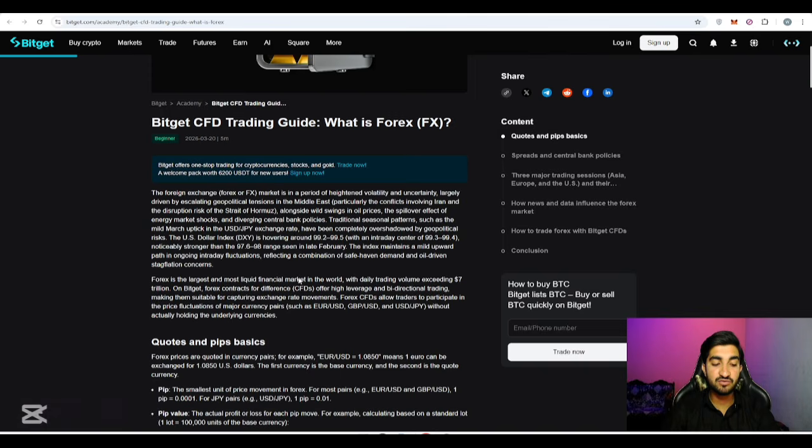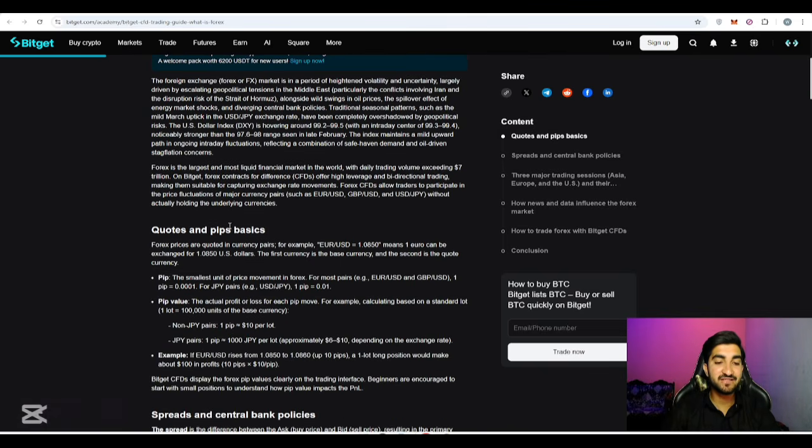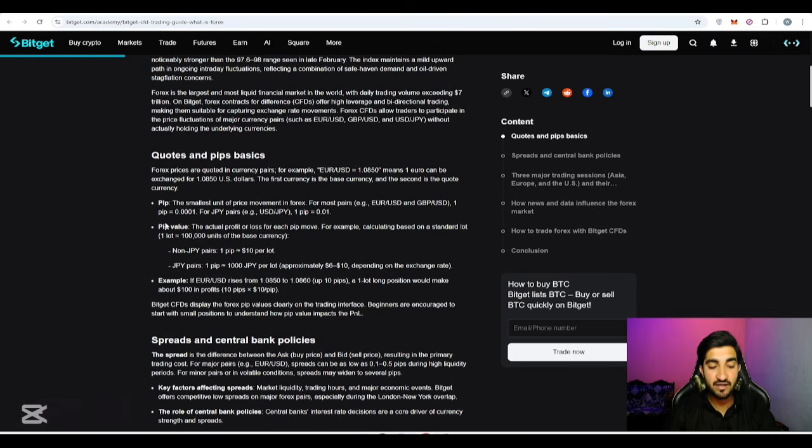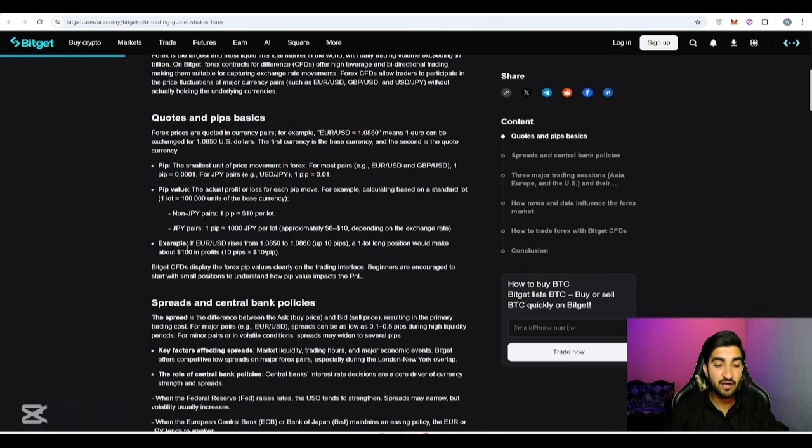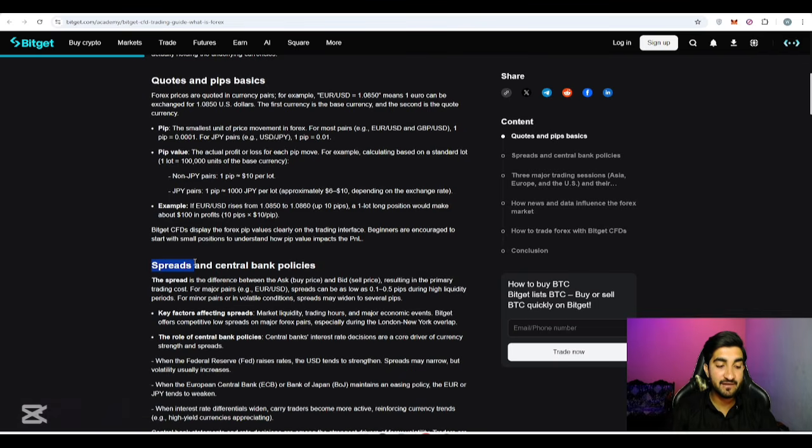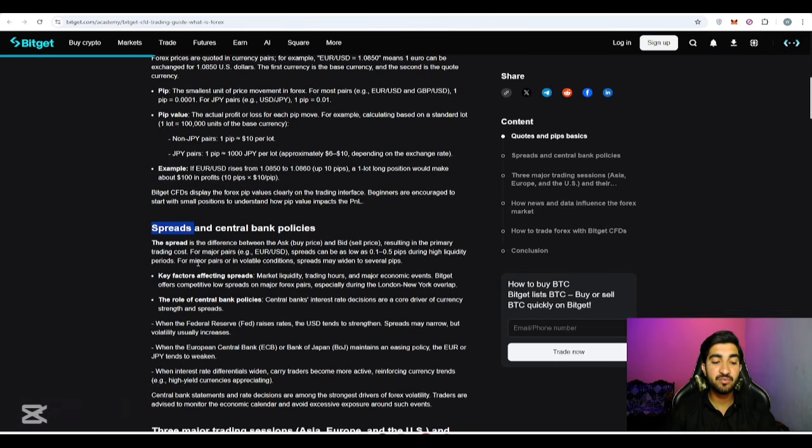Now we will cover the basic concepts, pips and spread. First, what is a pip? A pip is the smallest price movement in forex. For most pairs it is 0.0001, so if the price moves from 1.0585 to 1.0595, that is around 10 pips. Now, what is the spread? The spread is the difference between the buying price and the selling price. That is basically the trading cost. A lower spread is better for traders.